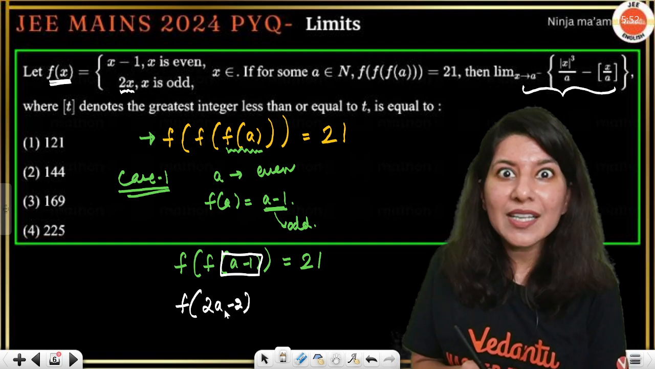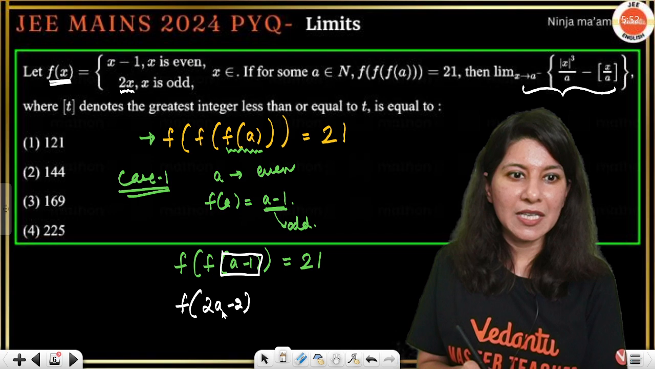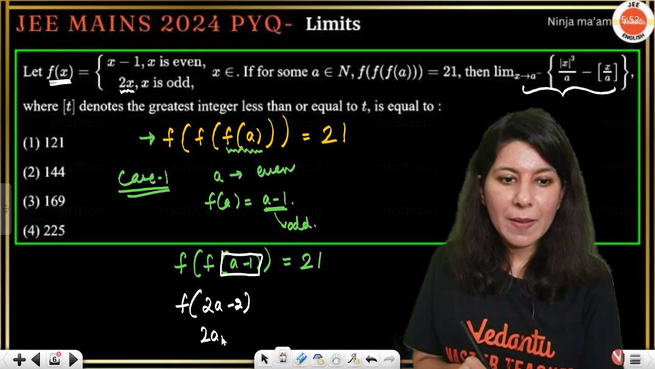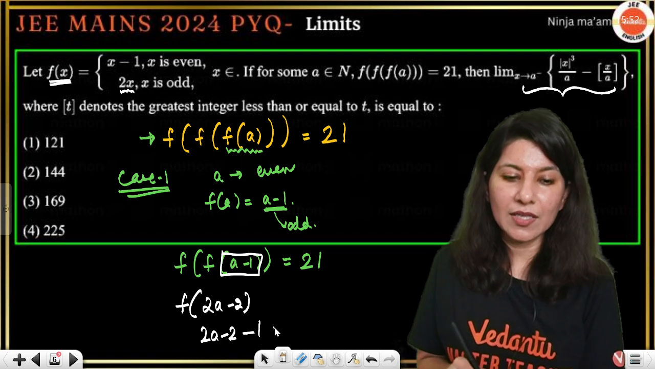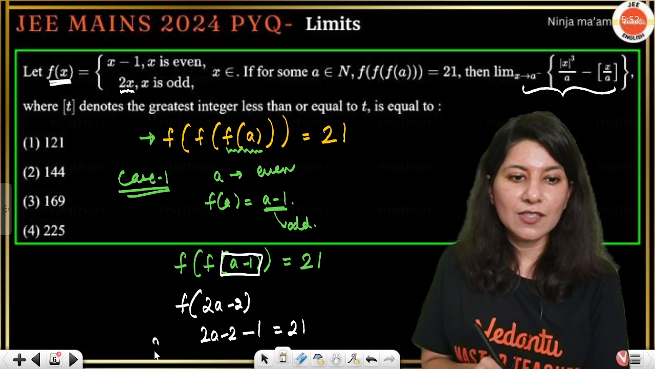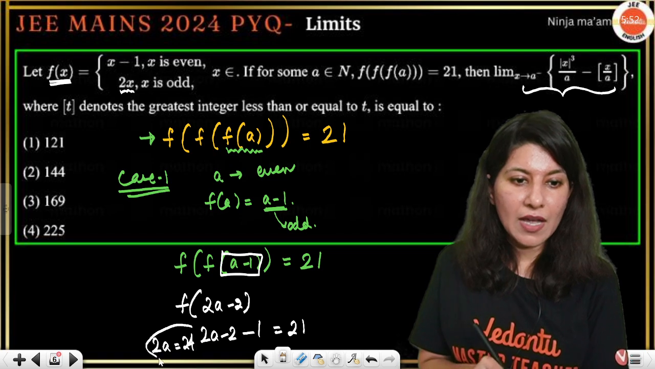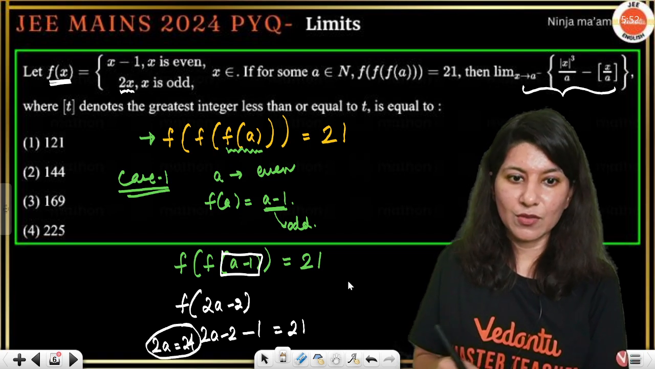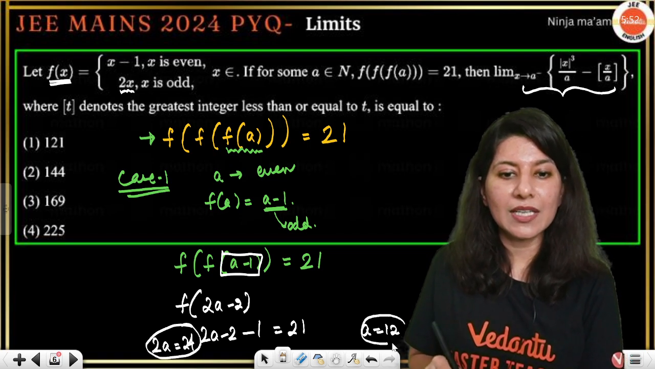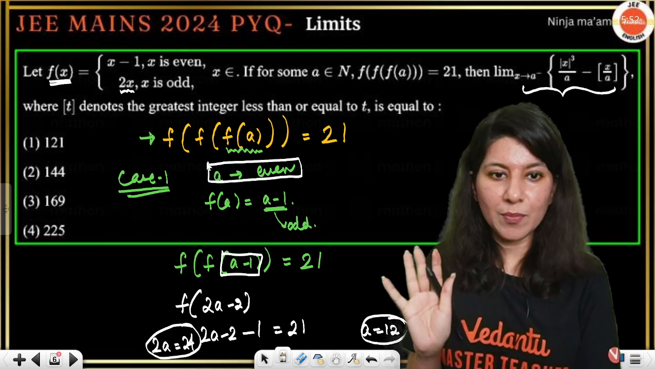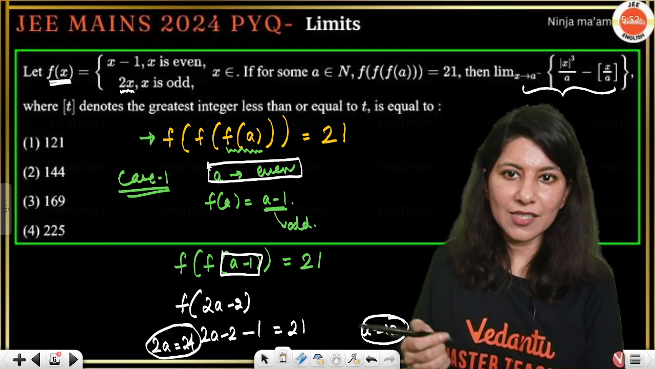Now 2a minus 2 is again what? Obviously an even number. For an even number, how will you calculate? Just subtract 1 from it. 2a minus 2 minus 1 is equal to 21. So 2a is equal to 21 plus 3, which is 24, and a will be 12. So from here your a is coming out as 12 and it is even only, so our case is pretty much validated also.